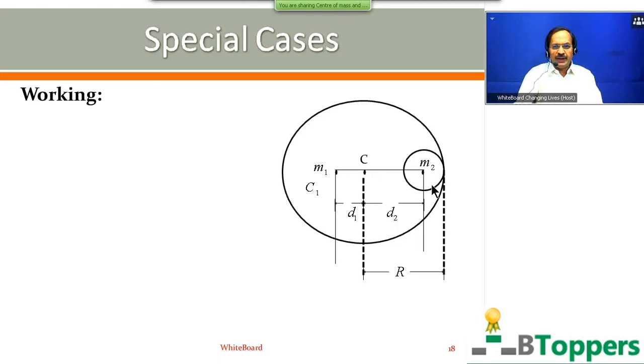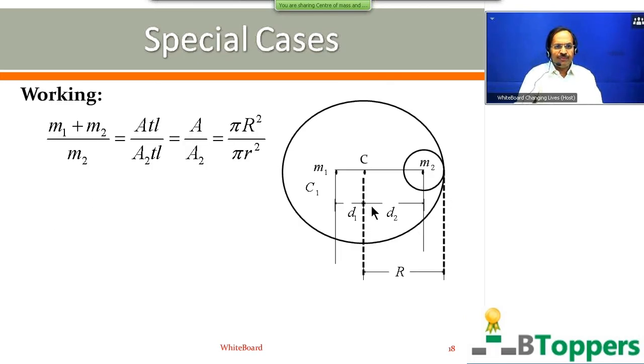M1 is the mass of the remaining plate, M2 is the mass of the circular piece removed from the edge. Capital R is the radius of the original plate. C is the center of mass of the original plate. D1 is the distance of the center of mass of the remaining plate from the center of the original plate. D2 is the distance of the center of the circular piece which is removed from one edge from the center of the original plate.